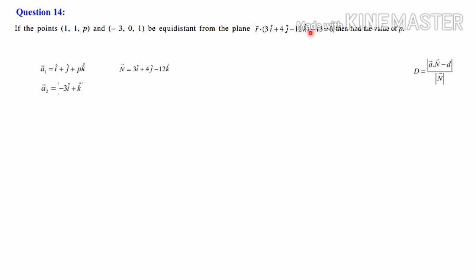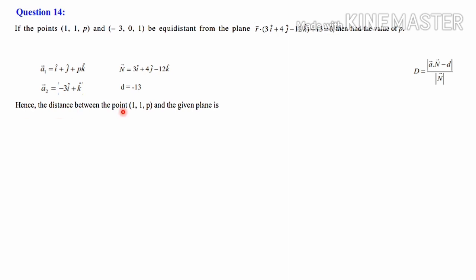Then from this plane we can write the normal vector, that is vector n is equal to this one, 3i plus 4j minus 12k, it is written. Then d is equal to r dot n is equal to d form. So this plus 13 we have to bring to the right side, so it becomes d is minus 13.